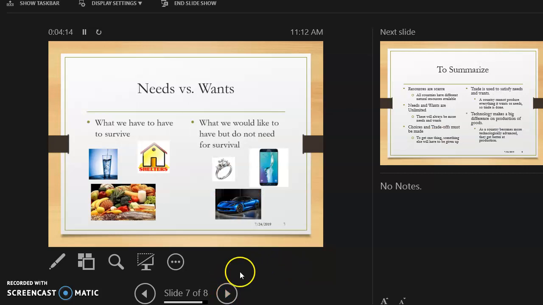Here are the examples: water, shelter, food, those are needs, and here are some examples of wants. Diamond rings, a fancy Corvette, and any of those other things, and the smartphones.